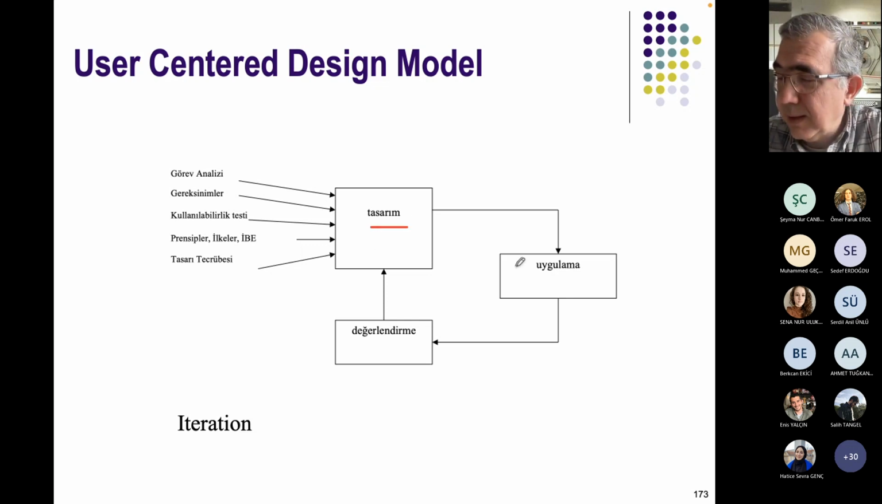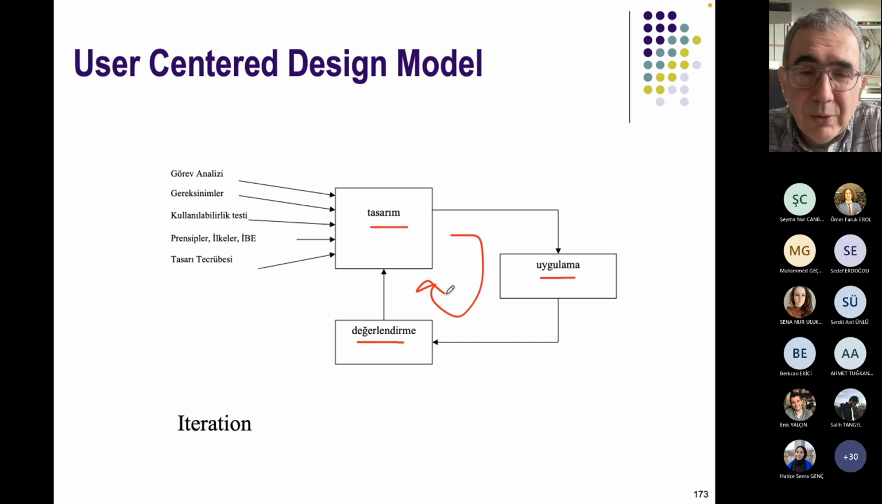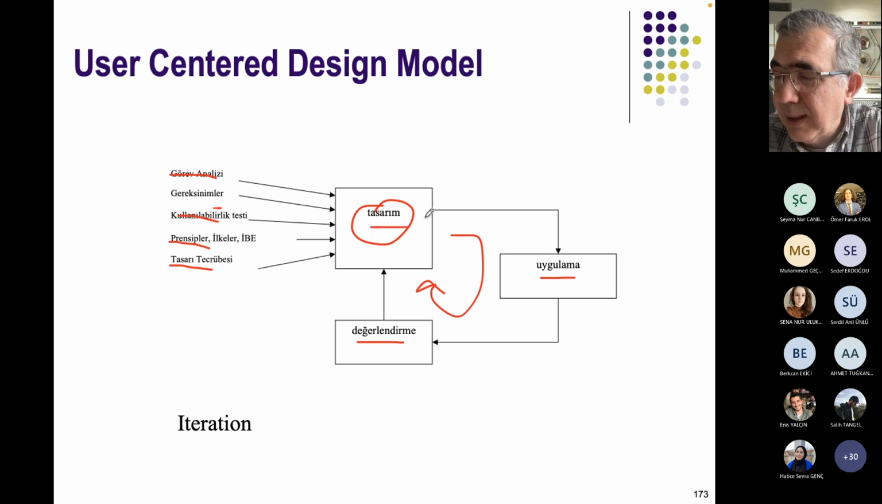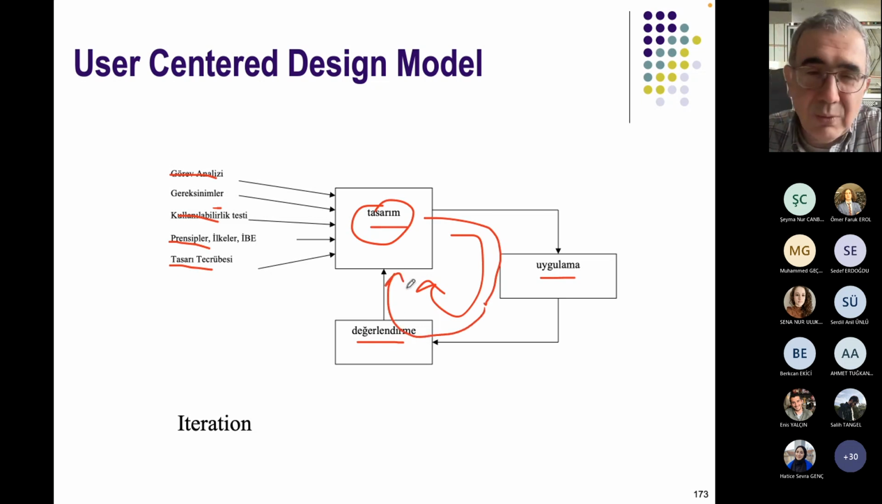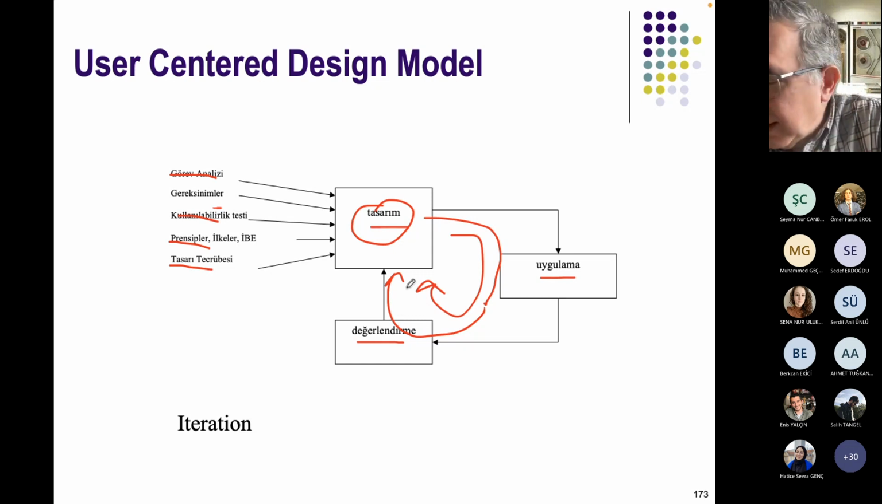This is what design is. This is the application, and this is the evaluation. So, in the iterative cycle, you make your design based on task analysis, requirements, usability tests, principles, and your design experience. That creates your design, and you generate your prototype, test your prototype and improve it. So this is what the user-centered design model is, and we will be examining it in the later sections.